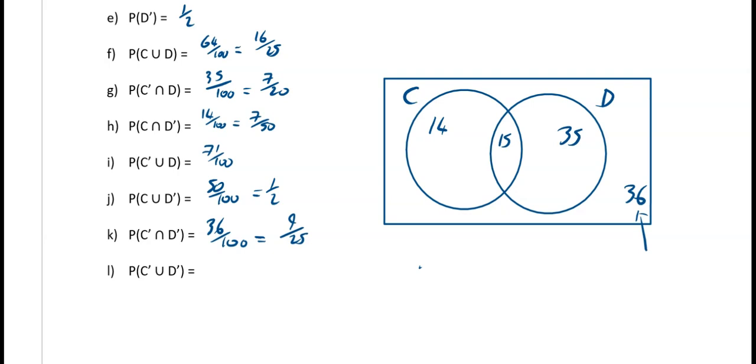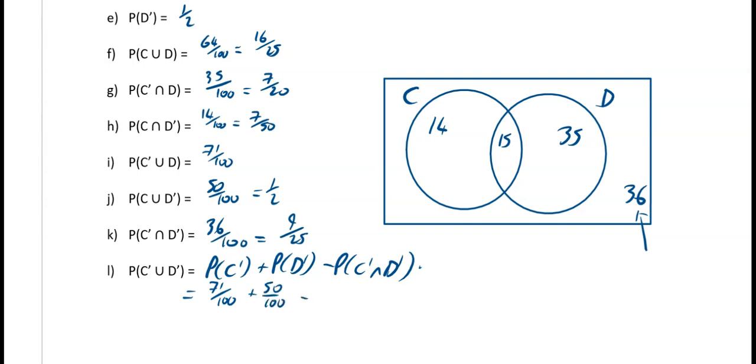And the last one is not a cat or not a dog. So let's just work this one out and see. So not a cat or not a dog, we're going to work it out the long way. Probability of not a cat plus probability of not a dog minus probability of not a cat and not a dog. I think we've got these things worked out. So probability of not a cat is 71 out of 100, probability of not a dog was 50 out of 100, and the probability of not a cat and not a dog was 36 out of 100. So if you do that out, you will get 17 out of 20.